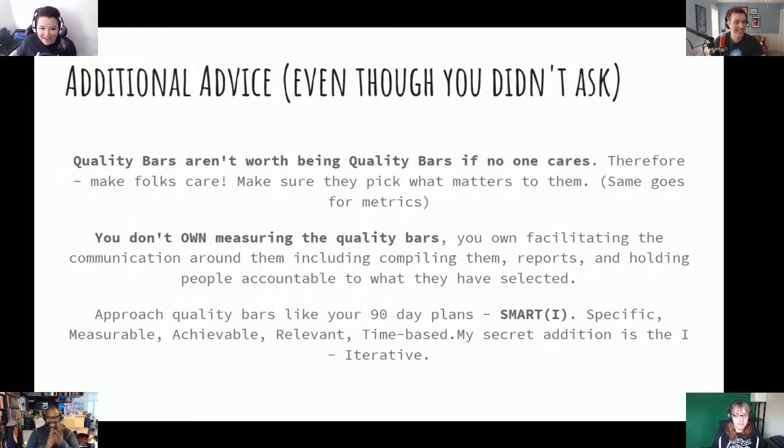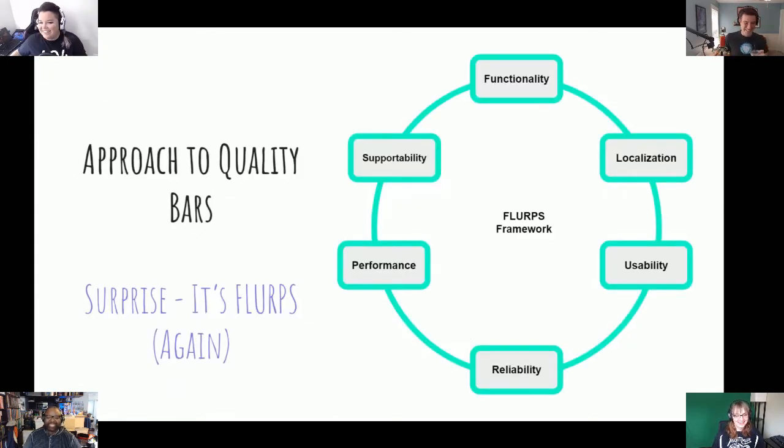What? I swear, I didn't pay Myron. I don't believe it. I think you two are working together. I wish we were. Passing notes underneath the table, I swear to God. All right. Surprise, FLIRPS again. Yay!